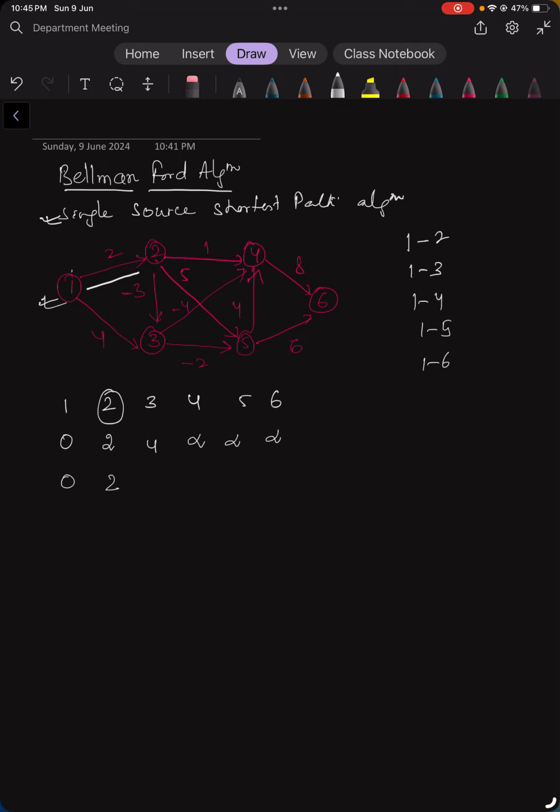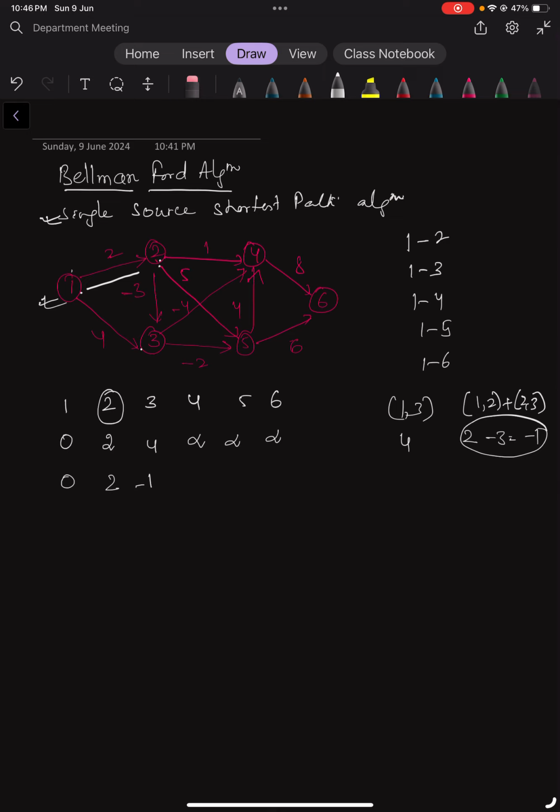Now after considering this 1 to 2, you are going to find out whether 3 is reachable via 2. There is a direct edge, that means 1 to 3 we have, and also we can reach 3 from 1 to 2 plus 2 to 3. So what is the cost? 1 to 3 is 4, and 1 to 2 is 2, and 2 to 3 is minus 3. So that is minus 1. So this is the shortest distance. So we are going to consider this minus 1 here.